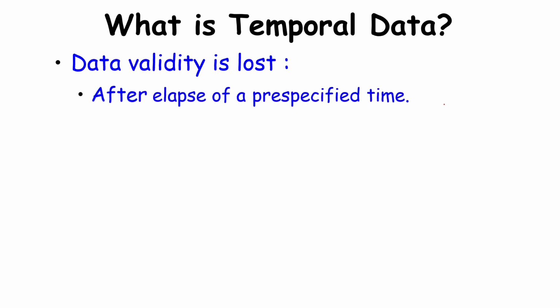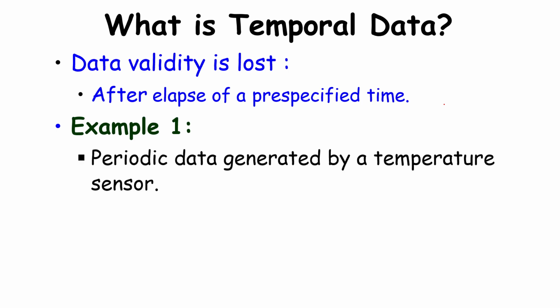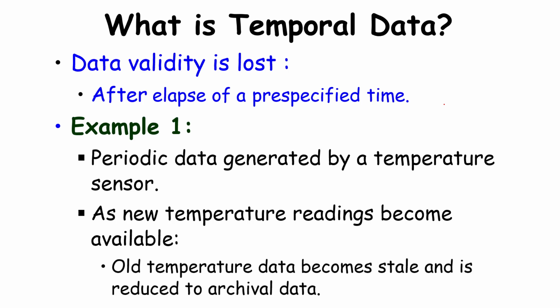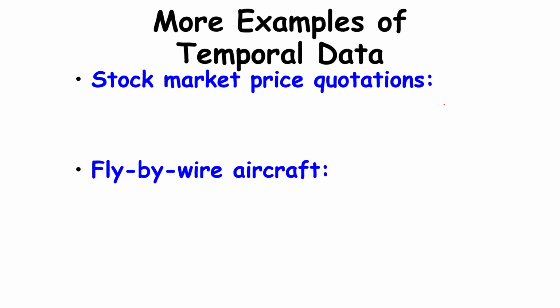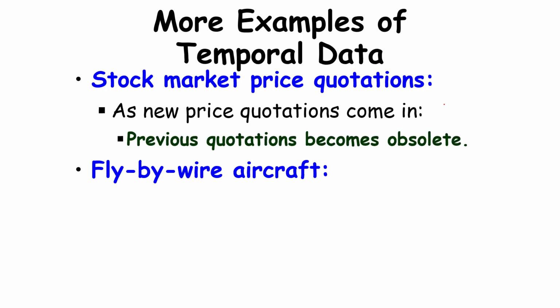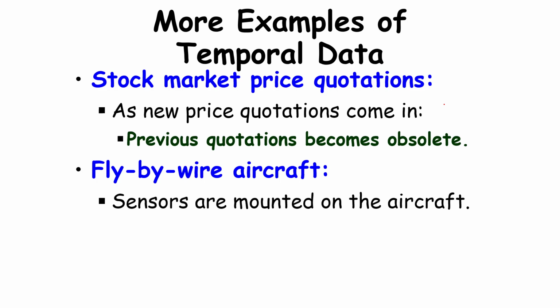If we consider the temporal nature of data, that is by far the most important consideration in a real-time setting: after the elapse of a pre-specified time, the data doesn't remain valid anymore. Consider periodic data generated by a temperature sensor. As and when new temperature readings become available, the old data becomes stale and obsolete. Other examples of temporal data: stock market price quotations, right? As new prices come in, as the value of a share gets updated, the old quotes become obsolete. Again, fly-by-wire aircraft.